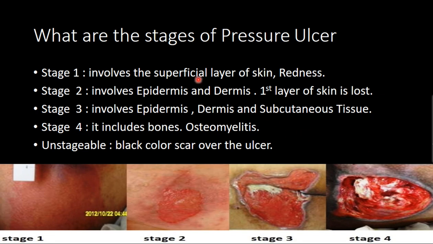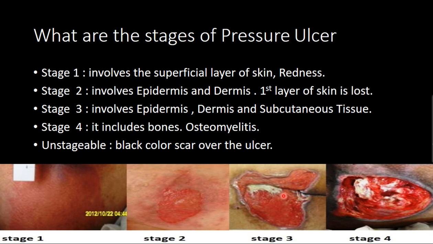Next is, what are the stages of pressure ulcer? There are different stages: stage 1, stage 2, stage 3, stage 4 and stage 5. The first stage involves the superficial layer of the skin. Only redness will be there. You can see here, this is stage 1. Next is stage 2. It involves the epidermis as well as the dermis. So the first layer of the skin is lost in stage 2.